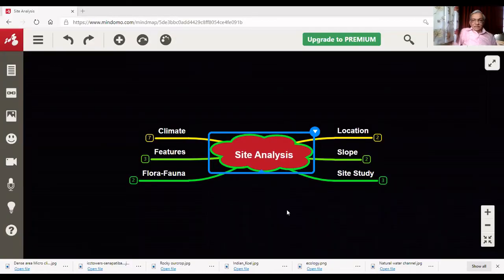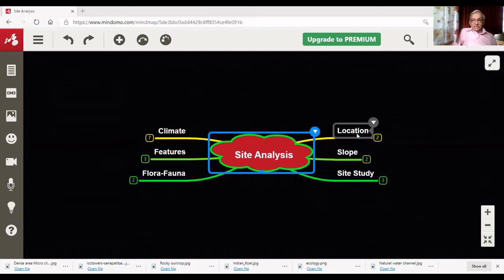Site analysis has 6 important things to be kept in mind when a student or a young architect visits a site. What needs to be seen on the site? I have grouped these things into 6 aspects.